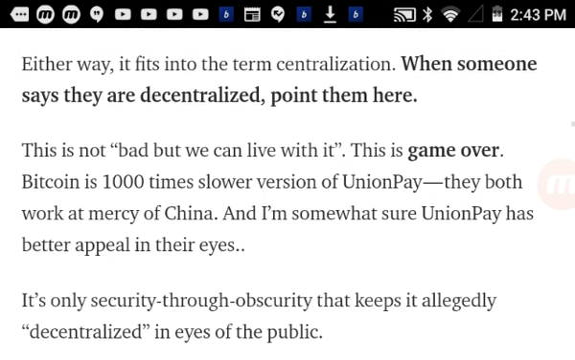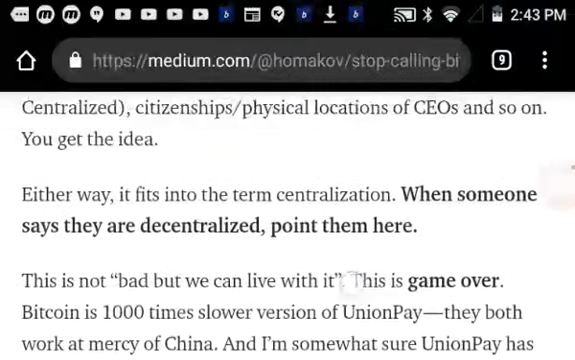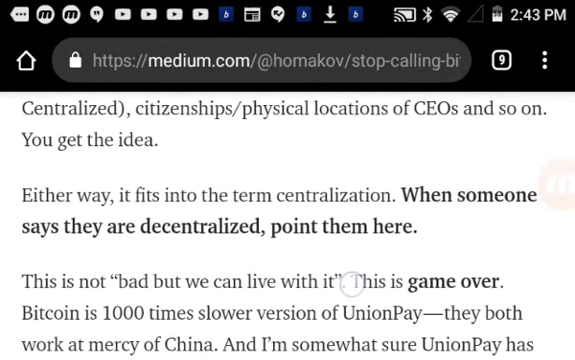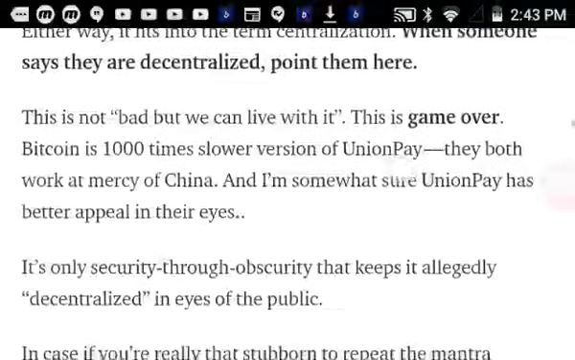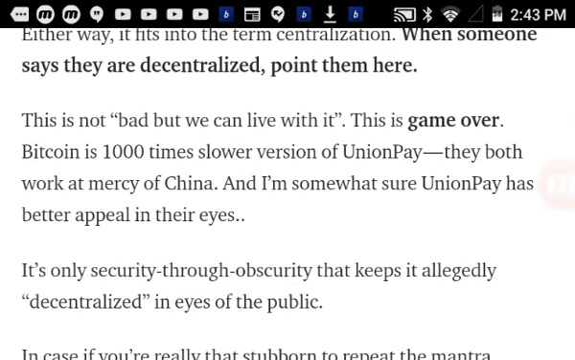This is not bad, but we can live with it. I'm sorry, let me go back up here. Either way, it fits into the term centralization. When someone says they are decentralized, point them here. This is not bad, but we can live with it.